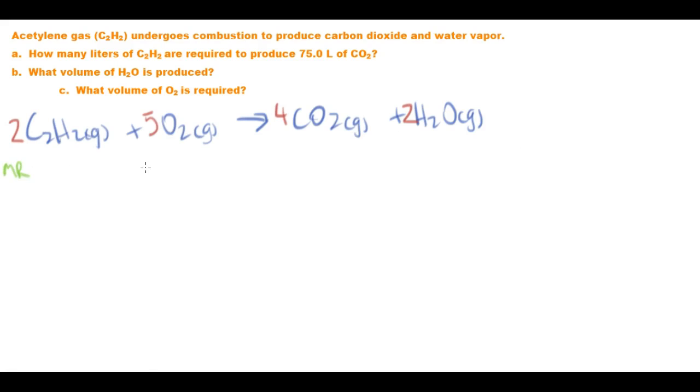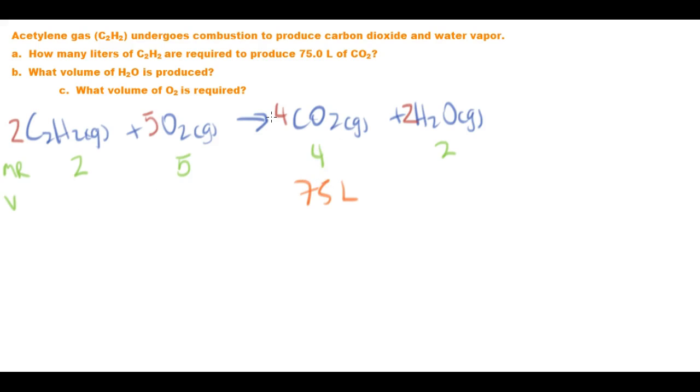Because remember, when we have gases, the ratio of the volumes will be the same as the ratio of the moles in the reaction itself. So for every 2 moles of acetylene, you're going to need 5 moles of oxygen and produce 4 moles of carbon dioxide and 2 moles of water. So our volumes then, if we start off with 75 liters of carbon dioxide, then the ratios will also be the same.